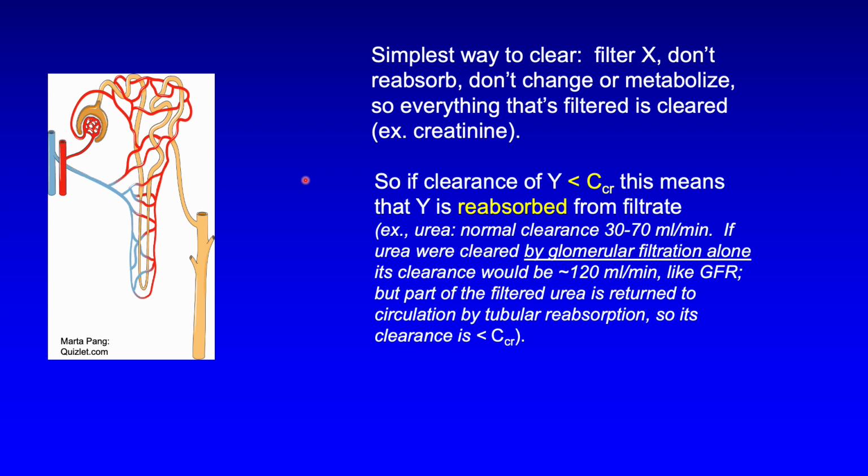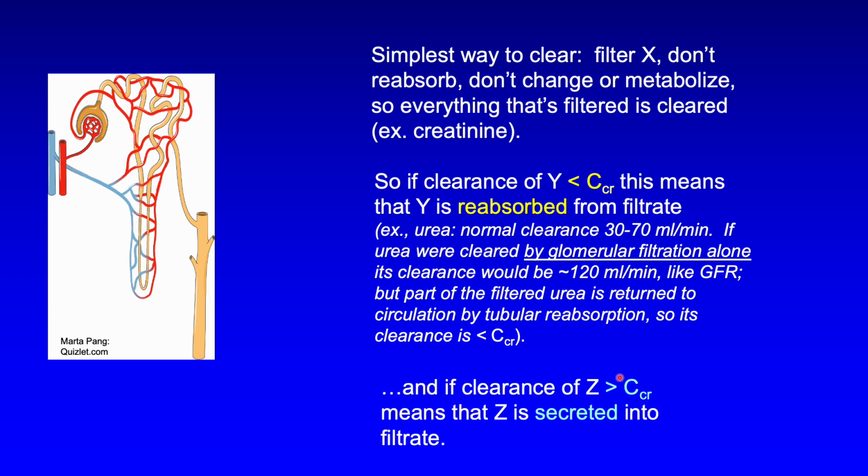Then, for instance, if substance Y is freely filtered at the glomerulus but has a lower clearance than X, like 50 mLs per minute, this suggests that about half of the filtered Y is being reabsorbed by the renal tubules and does not appear in the urine, so the kidney is not getting rid of or clearing Y as well as X, and so the calculated clearance is lower. If it were not reabsorbed, then the clearance would be more like glomerular filtration, or 120 mLs per minute.